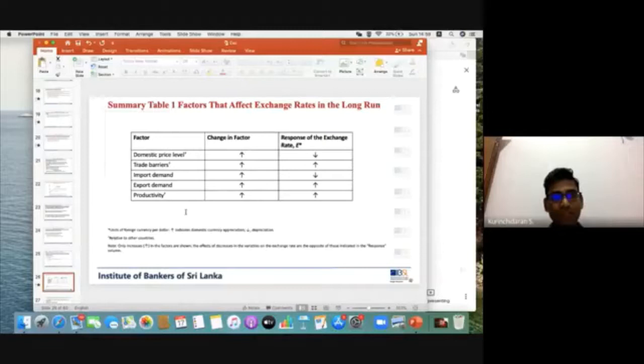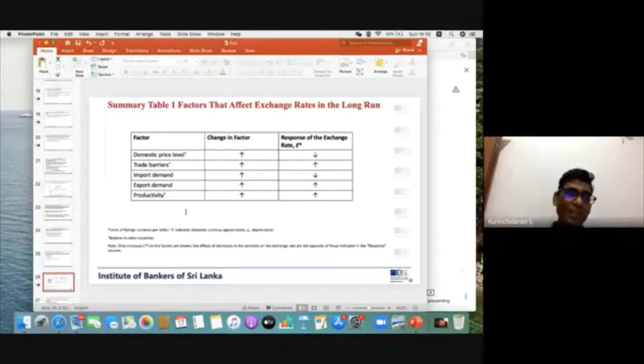And the third one, import demand. Now, when the import demand increases, that means in Sri Lanka, we are going to import more. To import, I need more foreign currency, right? So I will demand foreign currency more, then their price will go up. That means in terms of exchange rate, our currency will depreciate.